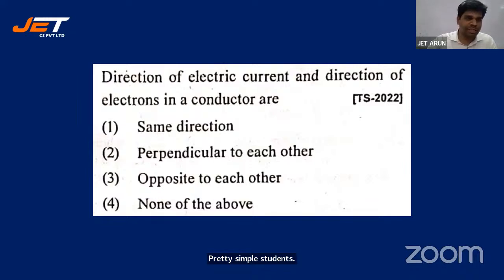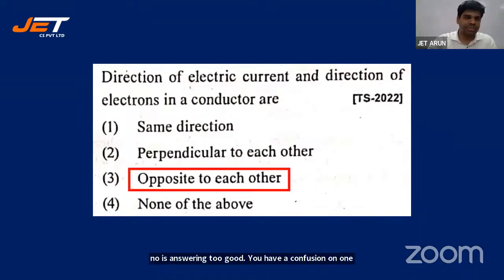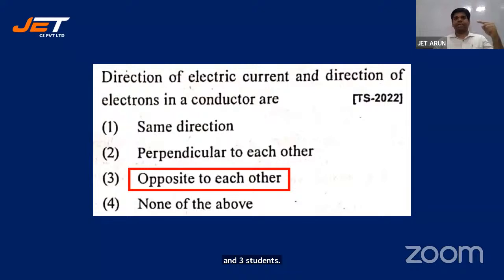Okay, same direction, 3, opposite direction. Thankfully, no one is answering 2. Good. You have a confusion between 1 and 3, students. Let's look at the key. It is 3, students. 3 is absolutely right. Electronic current is in this direction. Conventional current is in the opposite direction, students.